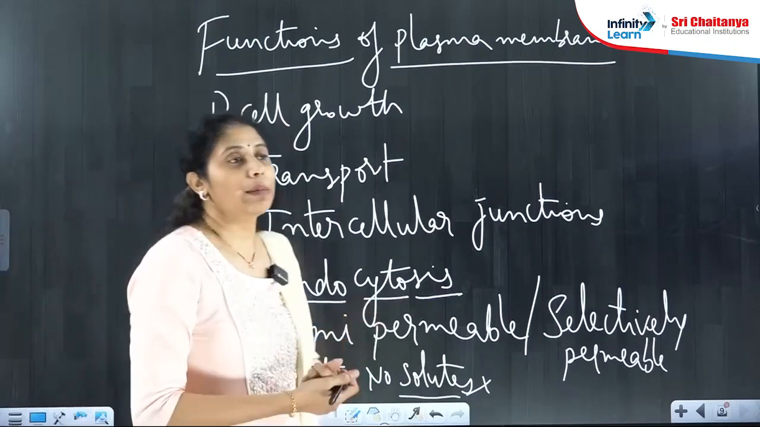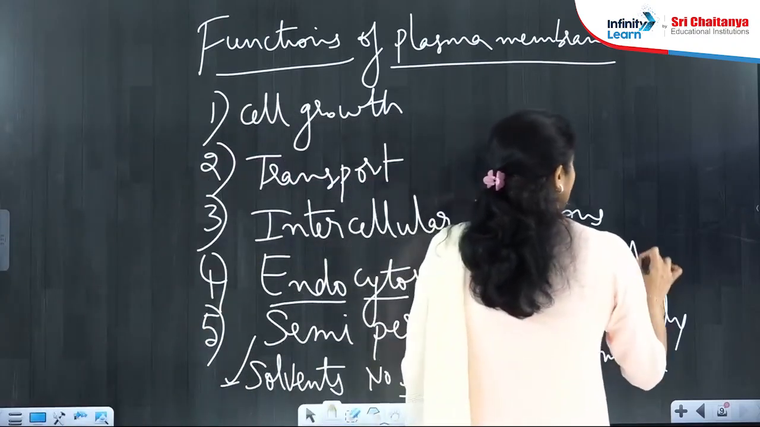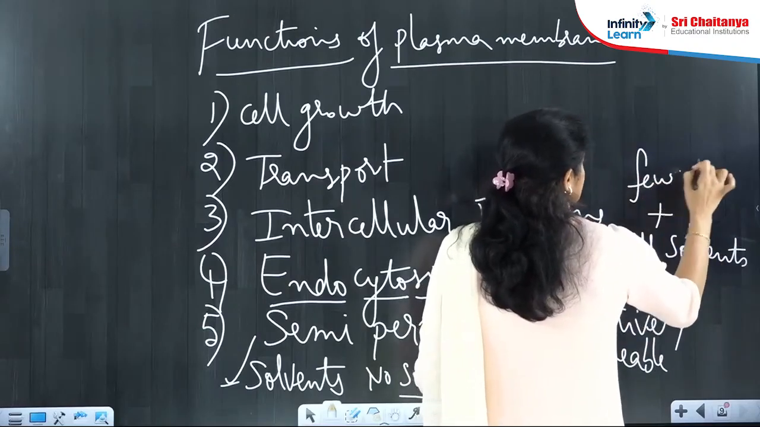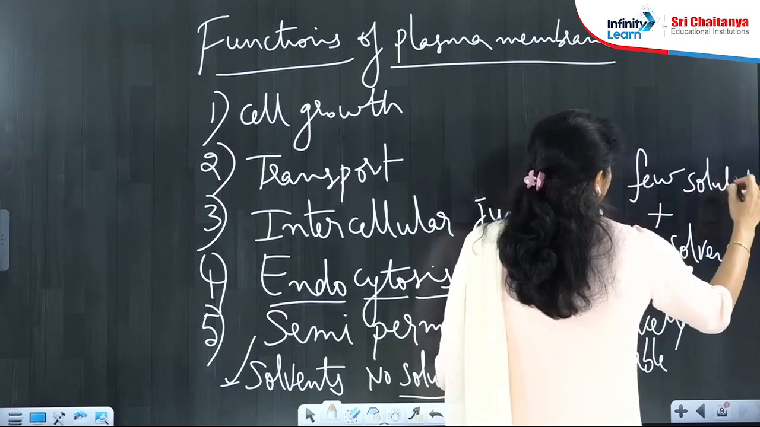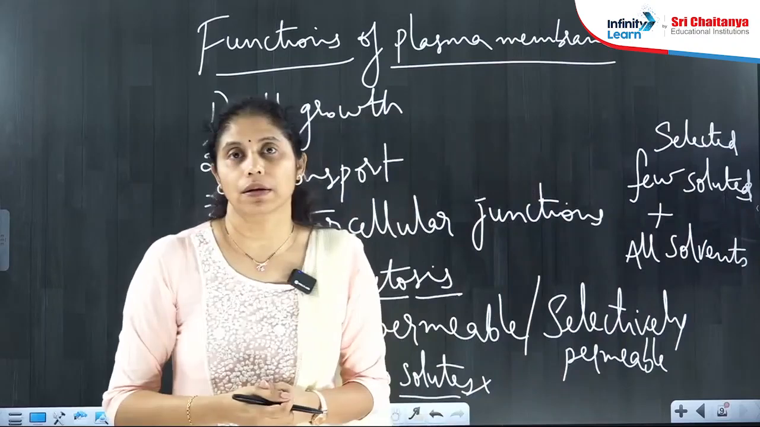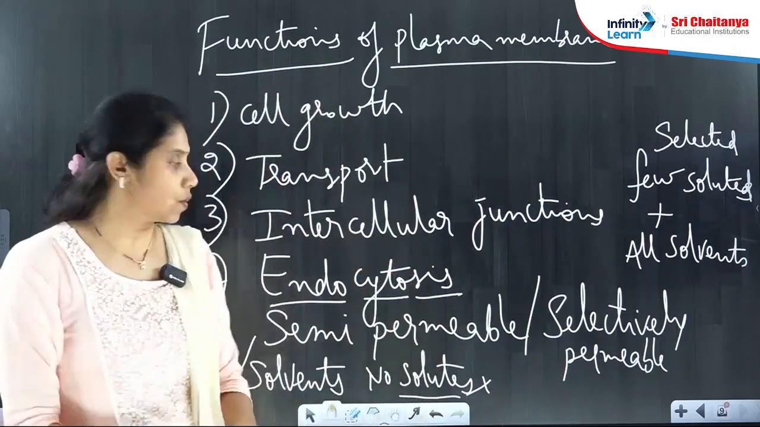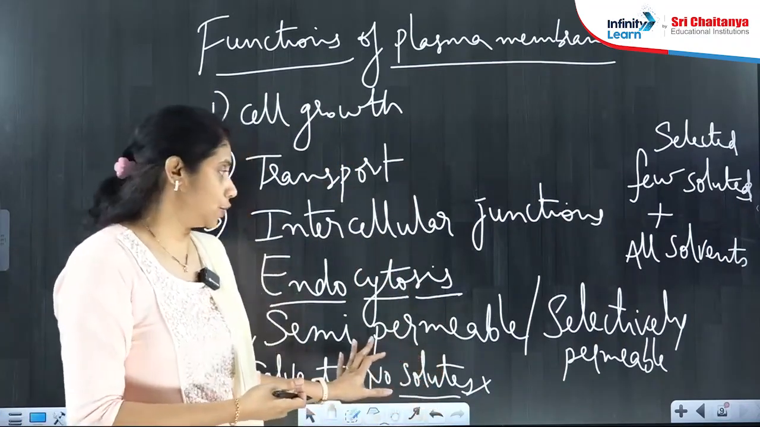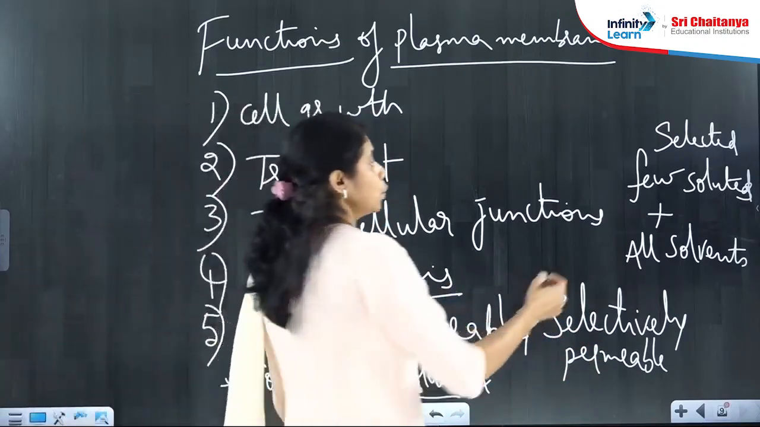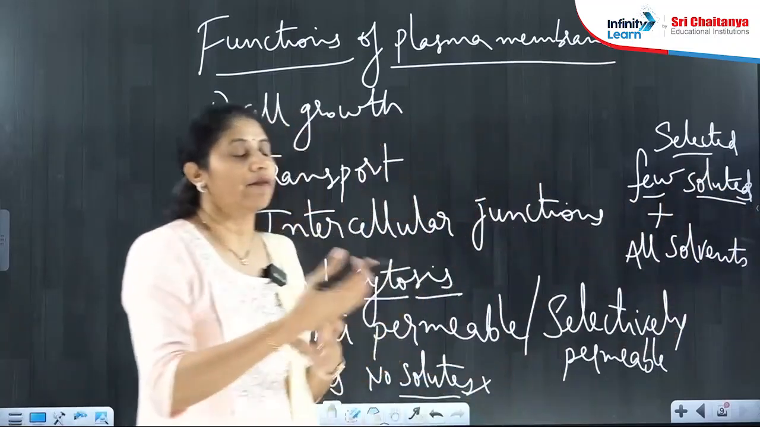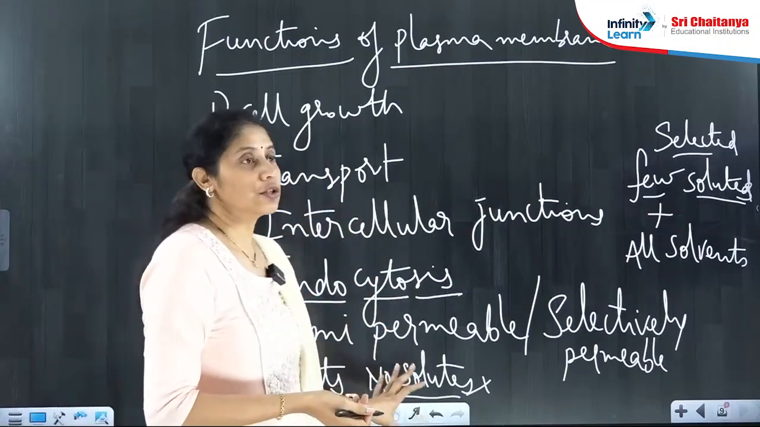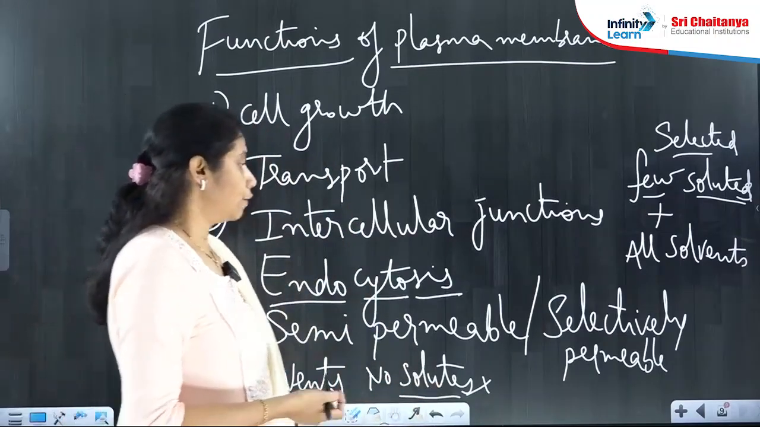Selectively permeable membrane means it allows all solvents. No doubt all solvents will be allowed here, but only a few selected solutes will be allowed to pass through the membrane. So if it allows only the solvents, it is called a semi-permeable membrane. Sometimes it does that function. Selectively permeable membrane means it allows all the solvents, but only a few selected solutes which are required by the cell, or which are not required by the cell, they will be sent outside. So these are the main functions of the plasma membrane. I hope all of you understood this.